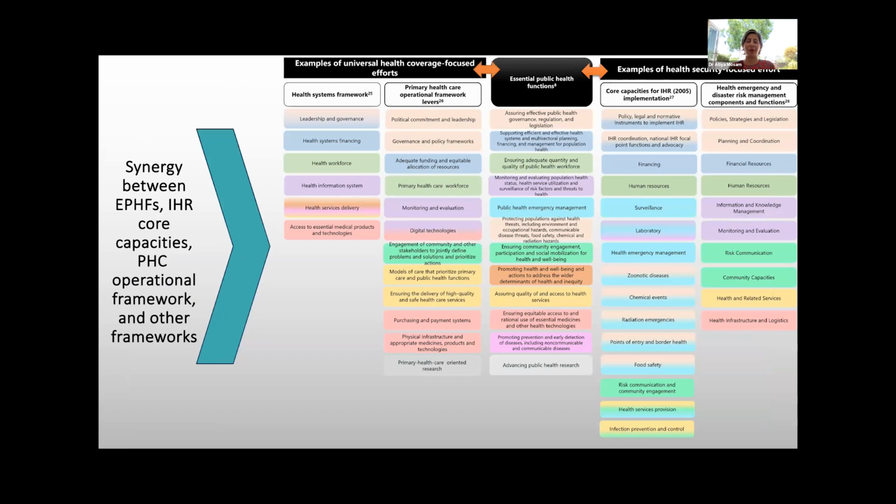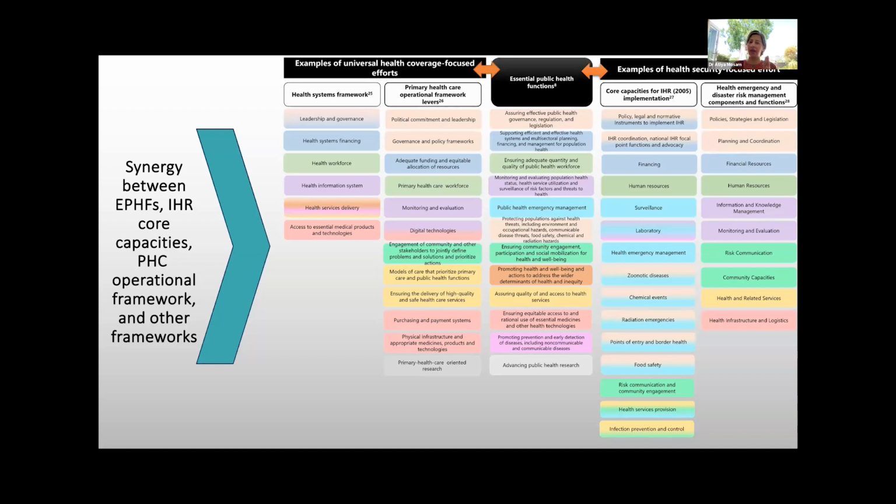So I know many of you are probably thinking, oh gosh, not another framework. And how does this articulate with other frameworks? But I assure you that there really is synergy between these frameworks and efforts towards universal health coverage and health security focus efforts. So if you look at the slide in front of you, you can see in the center, there are the essential public health functions that have been listed.